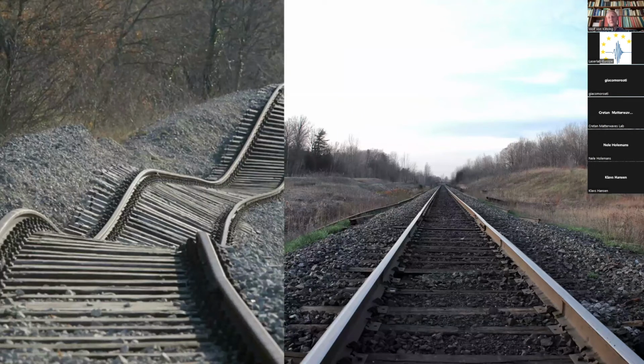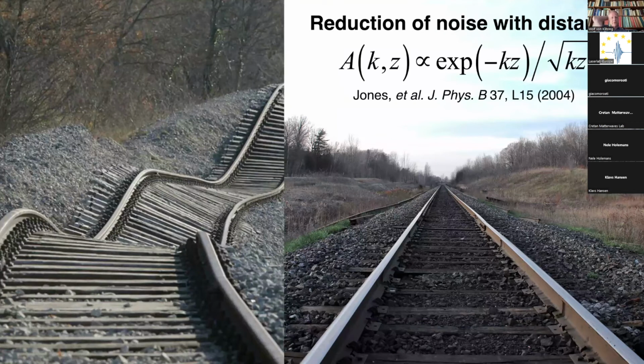The track, who cares? And then there's the wonderful little formula that Chris Foote and Jones came up with in 2004, which tells us that any roughness of any wire distribution drops exponentially with k times z, where k is the size vector, typically one over the typical size of these fluctuations, times z. So it drops off very, very quickly.